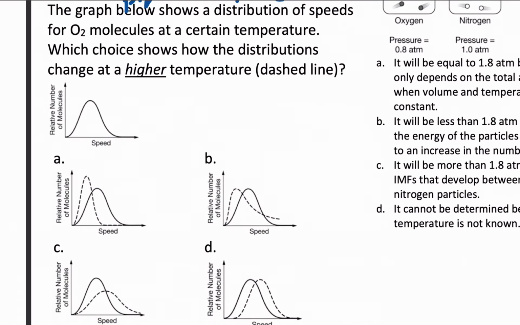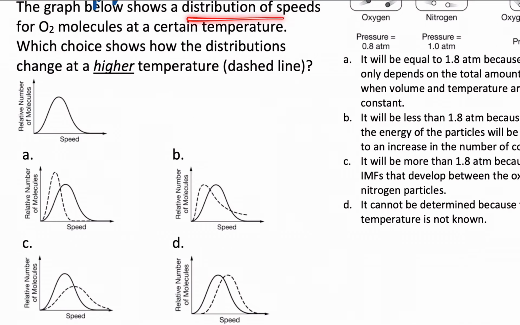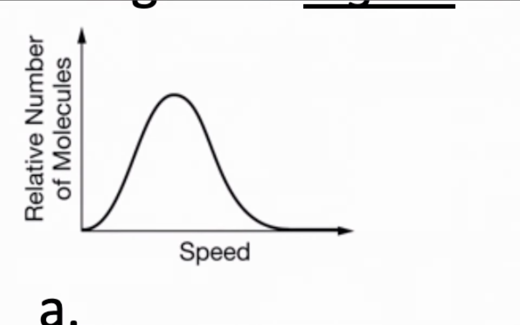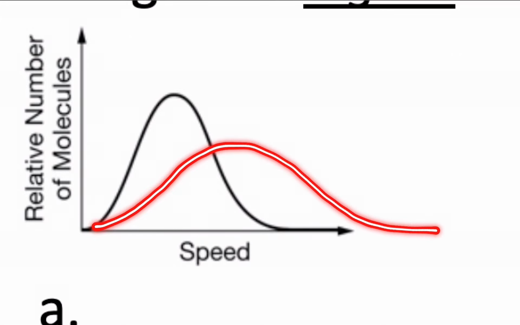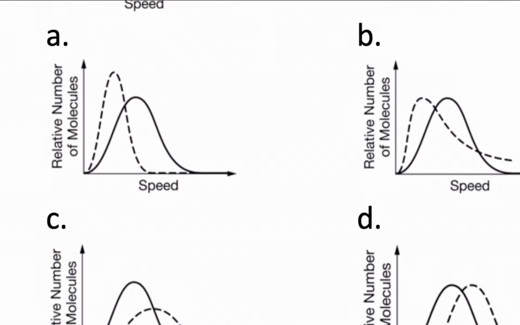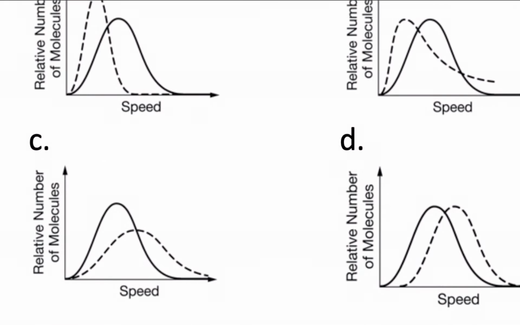All right, next. The graph below shows a distribution of speeds for oxygen at some temperature. Which one shows the distribution at a higher temperature? Well, if it's hotter, it's going to have a wider distribution, higher speeds, but the same area, so a lower peak. So we're looking for a dashed line. That looks like that curve I just drew, and there we go. 5 seconds, we found the answer.